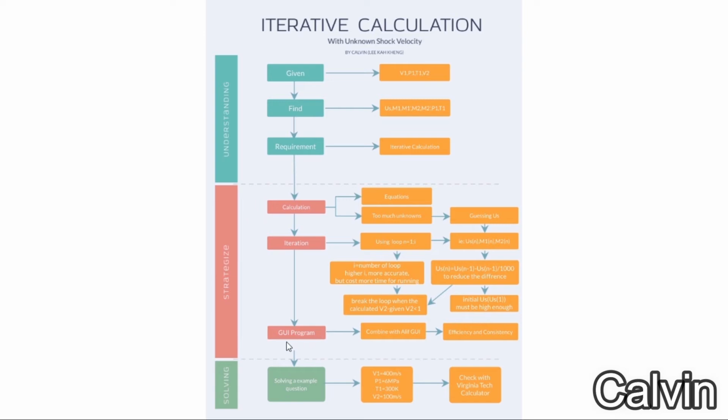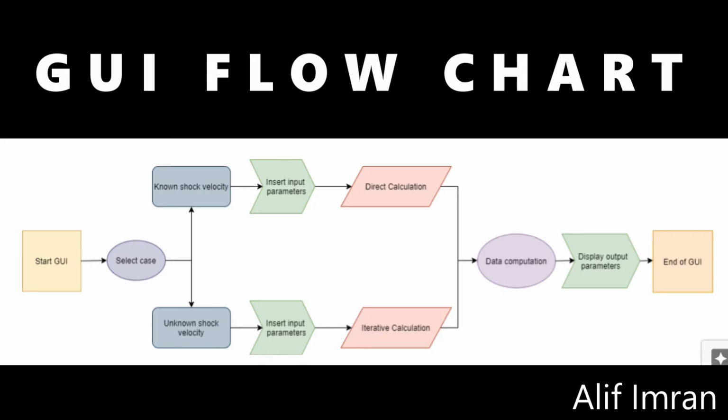So we design a GUI program to present it. For this part, it's combined with the GUI to present it more efficiently and consistently. For the solving part, I have a sample question with this condition and can check the answer with the Virginia Tech calculator. This is the GUI flowchart.